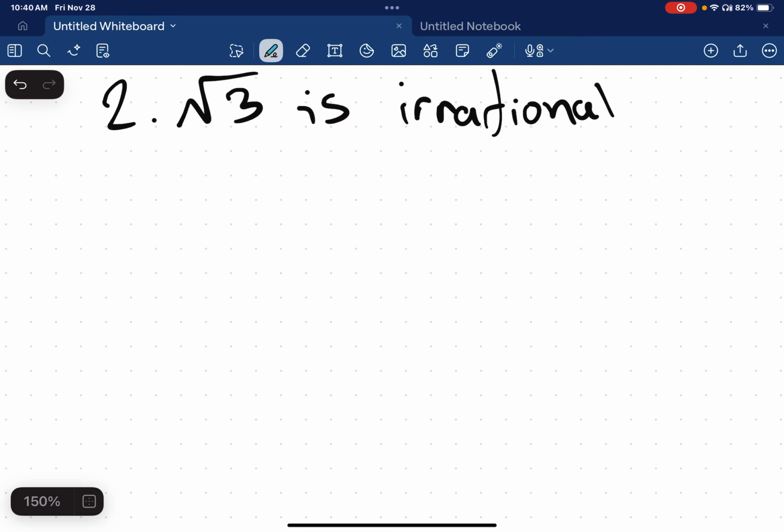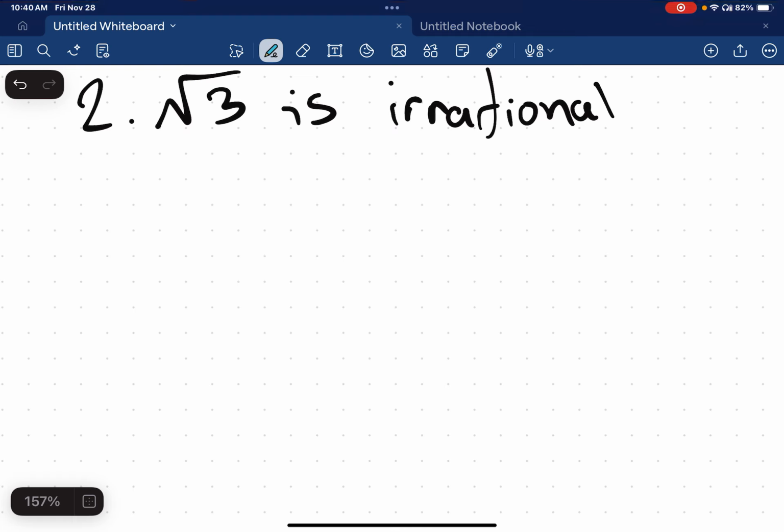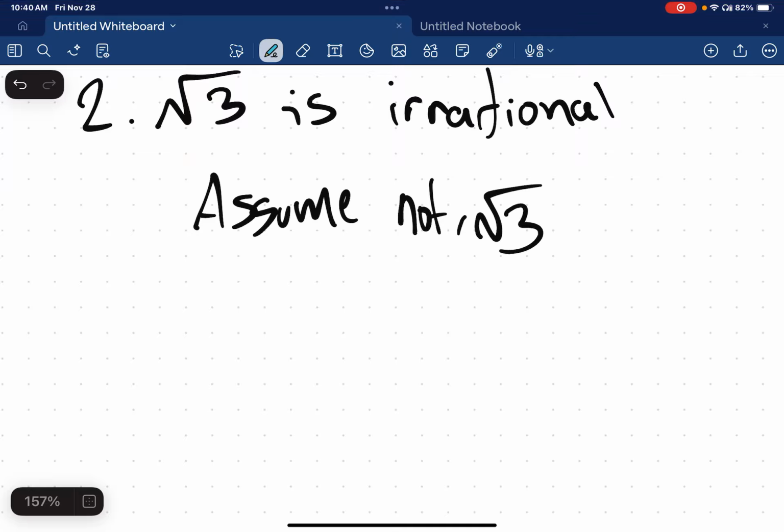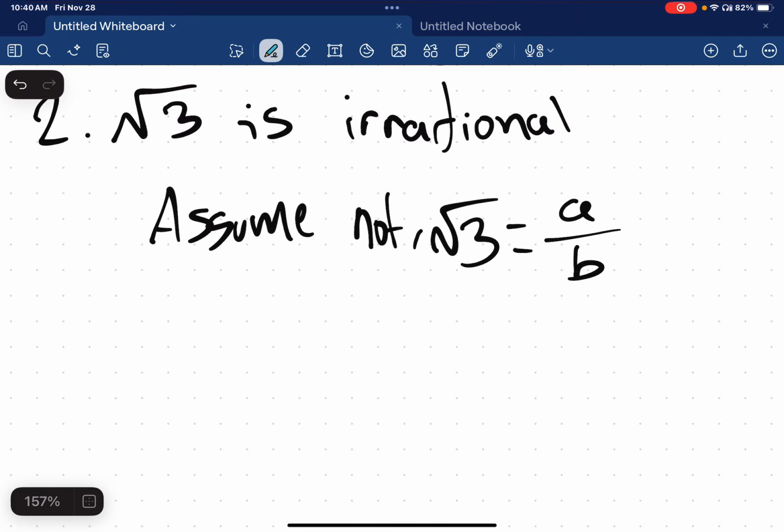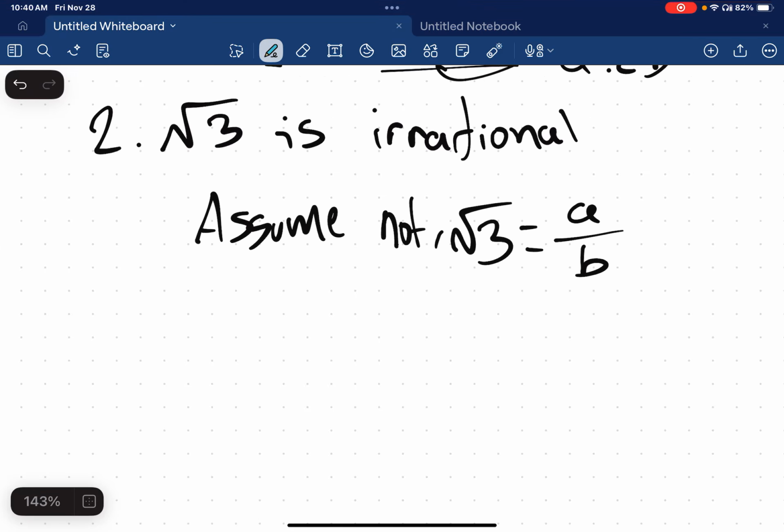For this one, we're going to use proof by contradiction once again. I believe that's what they actually want to use for most of these. So we're going to assume not, as Mr. Shiner would say. We're going to say that the square root of 3 is rational, and if it is rational, that means it could be written as a over b, such that b does not equal 0, and so on.